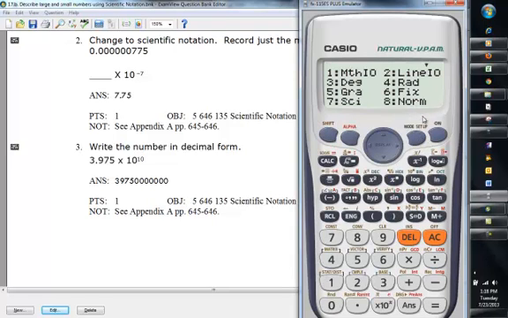Normal, normal, 1, okay, shift setup, 1, results format, math results.